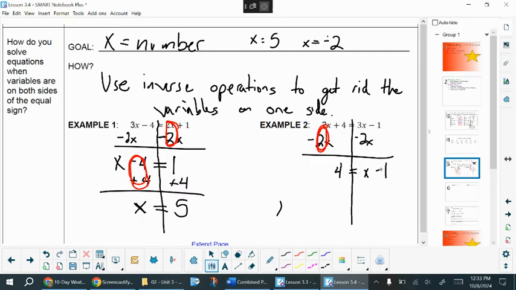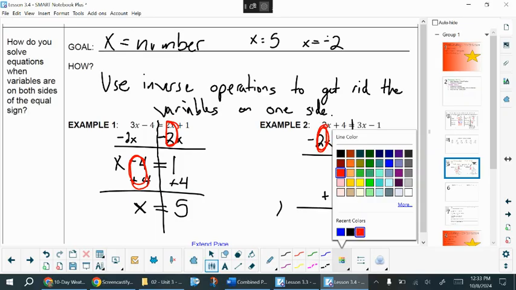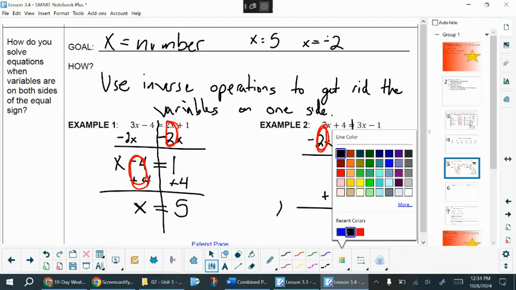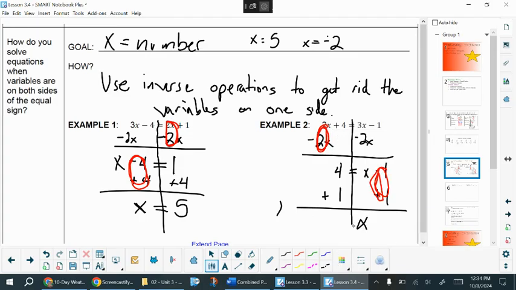My last step is I want to get rid of that minus 1 by doing a plus 1, plus 1. That makes 0 there. And so I just have x. 4 plus 1 is 5. There we go. I will, on that one, write it the other direction. x equals 5 is my final answer.